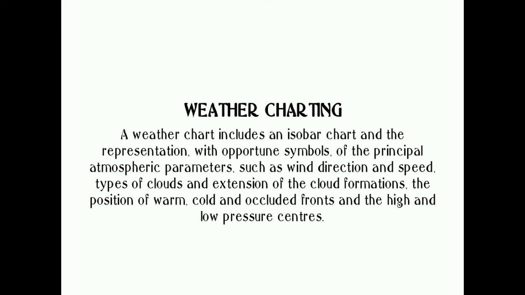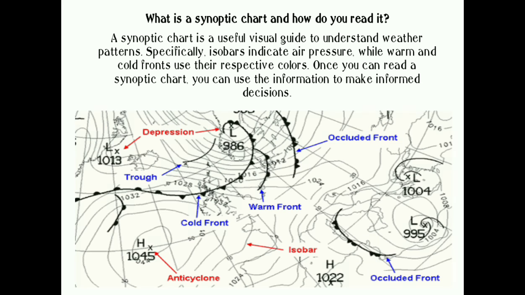Weather charting. A weather chart includes an isobar chart and the representation, with opportune symbols, of the principal atmospheric parameters such as wind direction and speed, types of clouds and extension of the cloud formations, the position of warm, cold, and occluded fronts, and the high and low pressure centers.